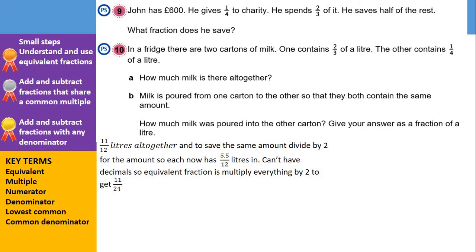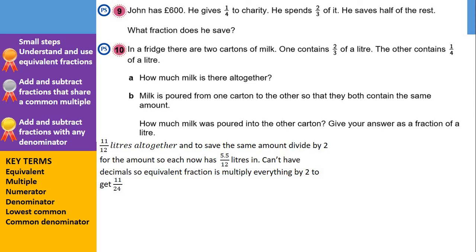So, like, we know that if we've got half a pizza, and we're going to share that between 2 people, you'd get 1/4 each. Okay, so in this case, if we divide it by 2, we get 5.5 over 12 litres in each of the milk cartons. But also we should know we cannot have a decimal on a fraction. It doesn't work like that, so we need to get an equivalent fraction from that to get rid of the decimal. Simplest way to get rid of a 0.5 is to double it.